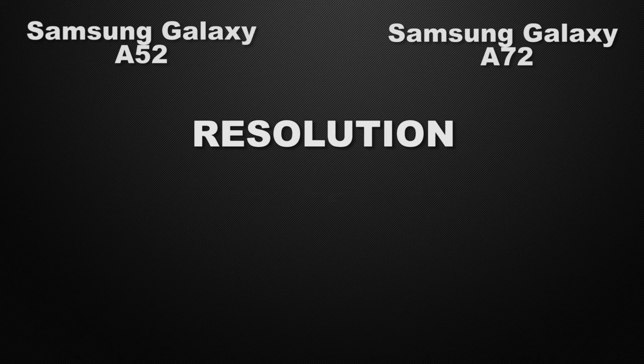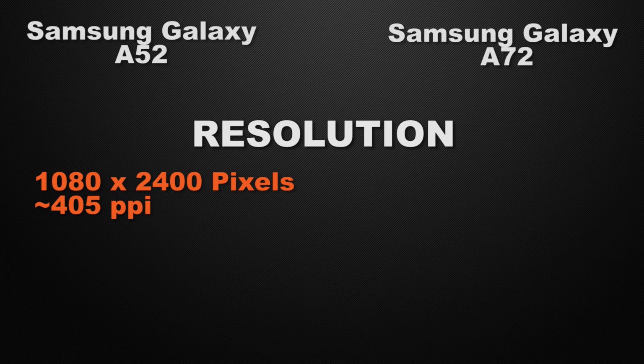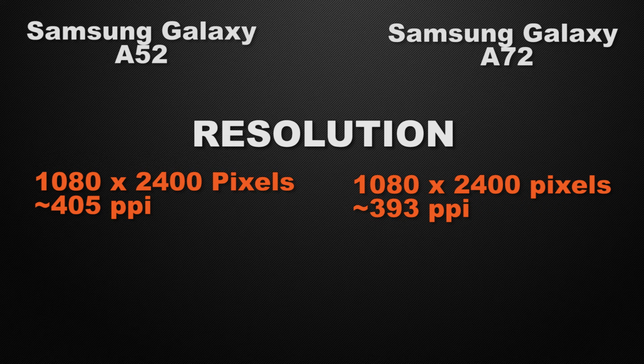Let's talk about the screen resolution of the devices. A52 comes with a Full HD Plus display, whereas A72 also has a Full HD Plus display. So it's a tie here because both of the devices come with the same display resolution.